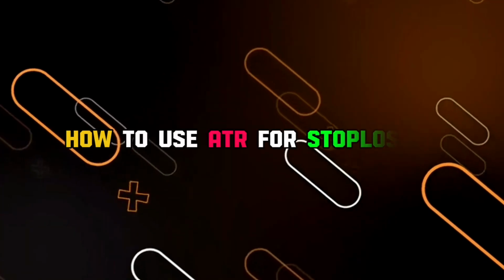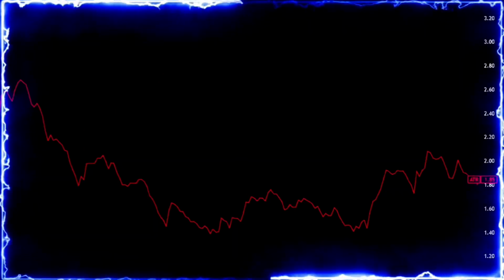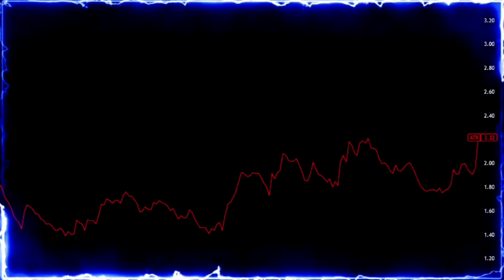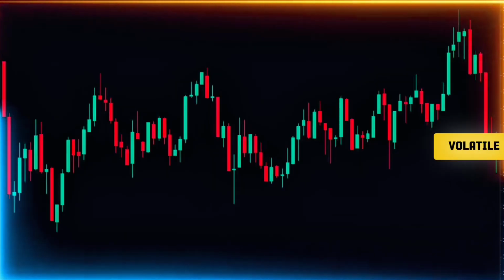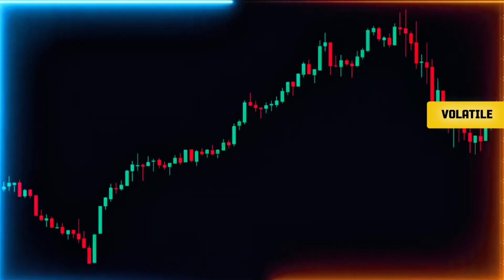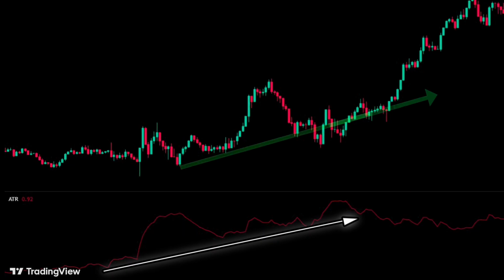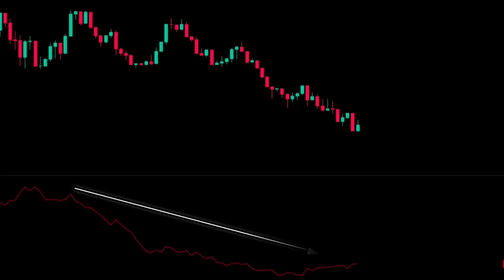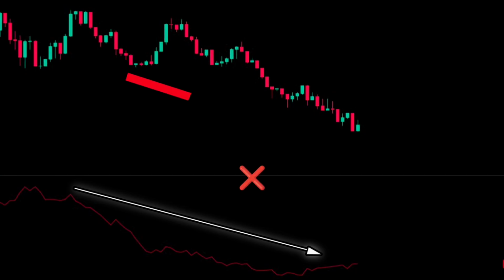How to use ATR for stop loss. Here's the important part. ATR does not predict market direction. It only measures volatility. If ATR is high, it doesn't mean the price is going up. It simply means the market is moving a lot. If ATR is low, it doesn't mean the price is falling. It just means the market is moving less.